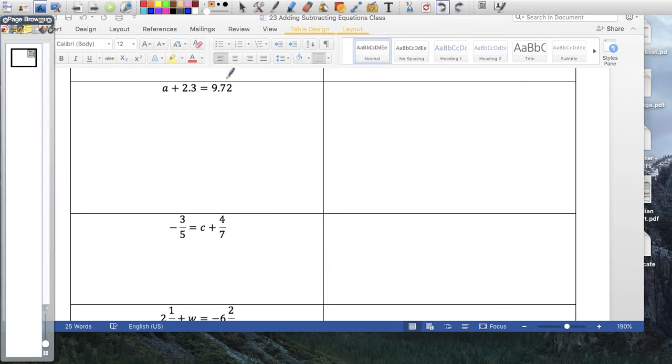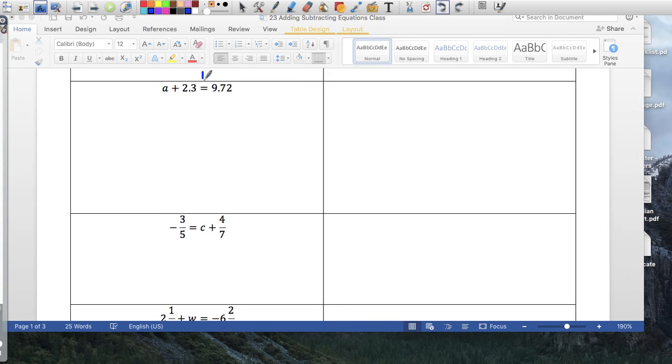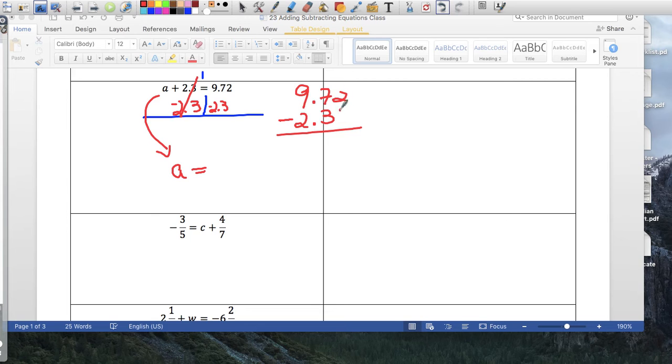Next, a plus 2.3 equals 9.72. Again, it's a decimal, so we're going to do the opposite here, the inverse. It's minus 2.3. Make sure you line them up nicely. These two become 0, and the a comes down. Over here, because there's not a lot of room, let me do it here. It's 9.72 minus 2.3. Put a 0 over here, subtract. 2, 4, and 9 minus 2 is 7. So a is 7.42.